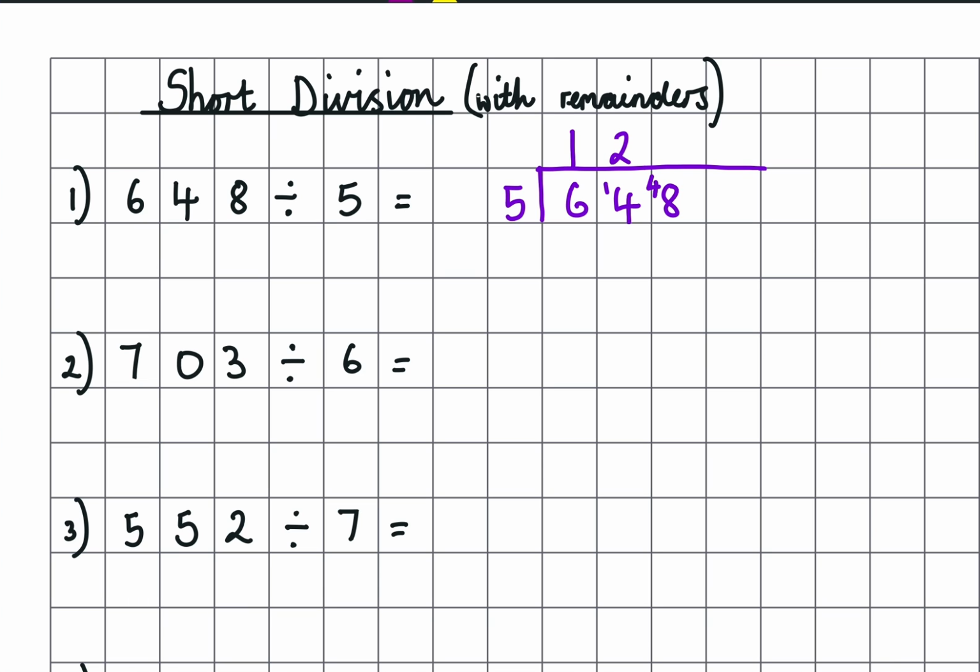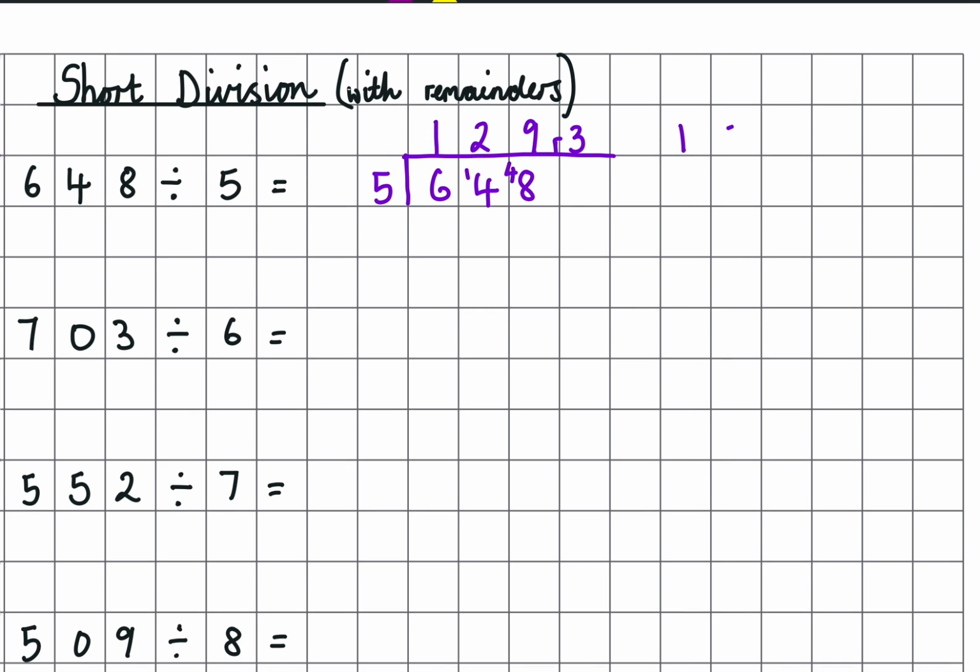5 into 48. So I know 5 times 9 is 45. So the 9 goes there. And from 45, there are 3 left over. So you can either write it remainder 3. That's one possible way of writing the answer. Another possible way of writing the answer is 129. Now, because there are 3 remainder out of 5, it's 3/5. So 129 and 3/5. That's another way of writing the answer.